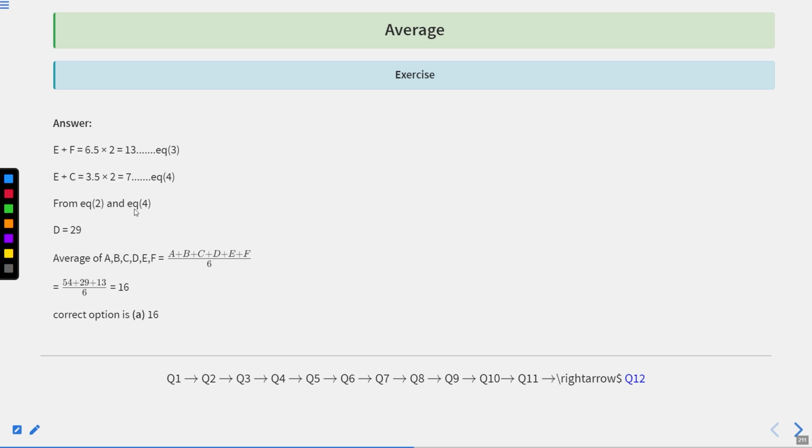From equations 2 and 4, D equals 29. And for the average of A plus B plus C plus D plus E plus F, the sum is going to be 54 plus 29 plus 13, and upon 6 gives you 16. So that is the average of A, B, C, D, E, F. So the correct answer will be 16, that is option number A.